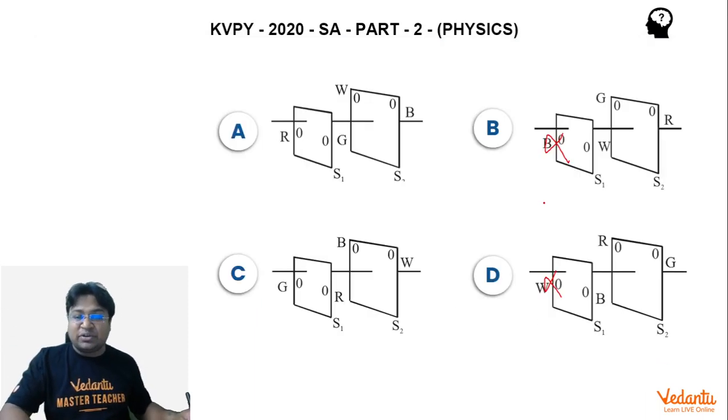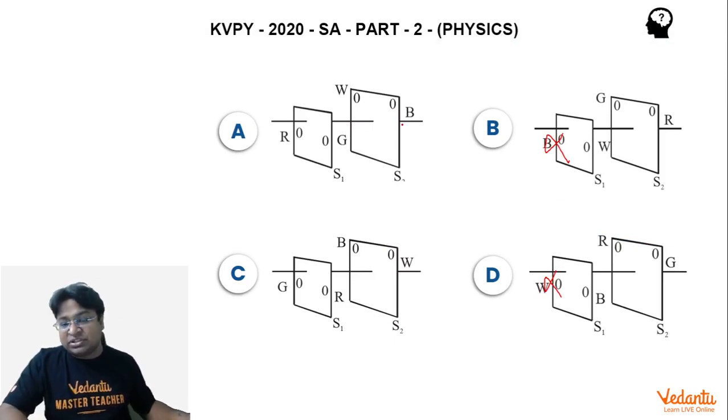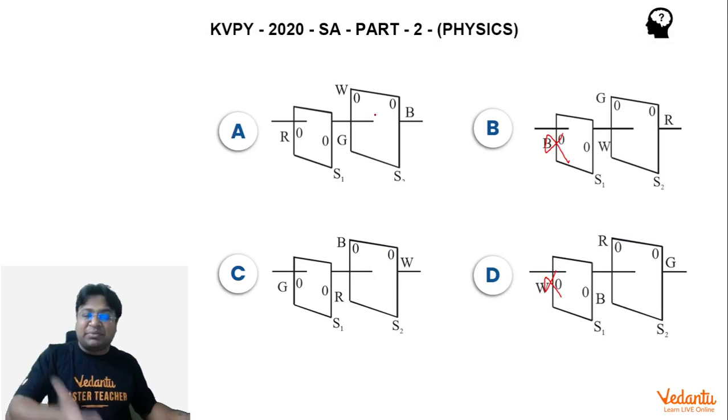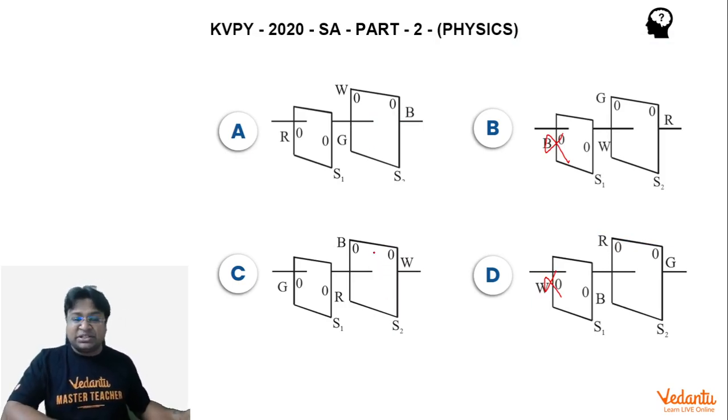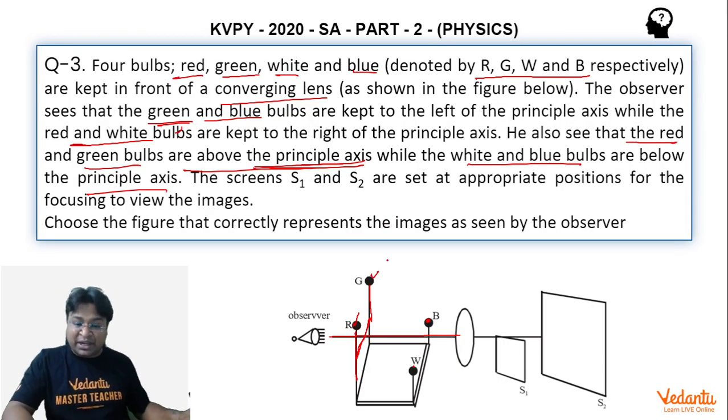Let's go and check which option. Option A has B and W on screen 2 and they are above the principal axis. Here also they are above the principal axis. So based on this also we are not able to figure it out, so we'll have to look for some other logic. Let's go back again.